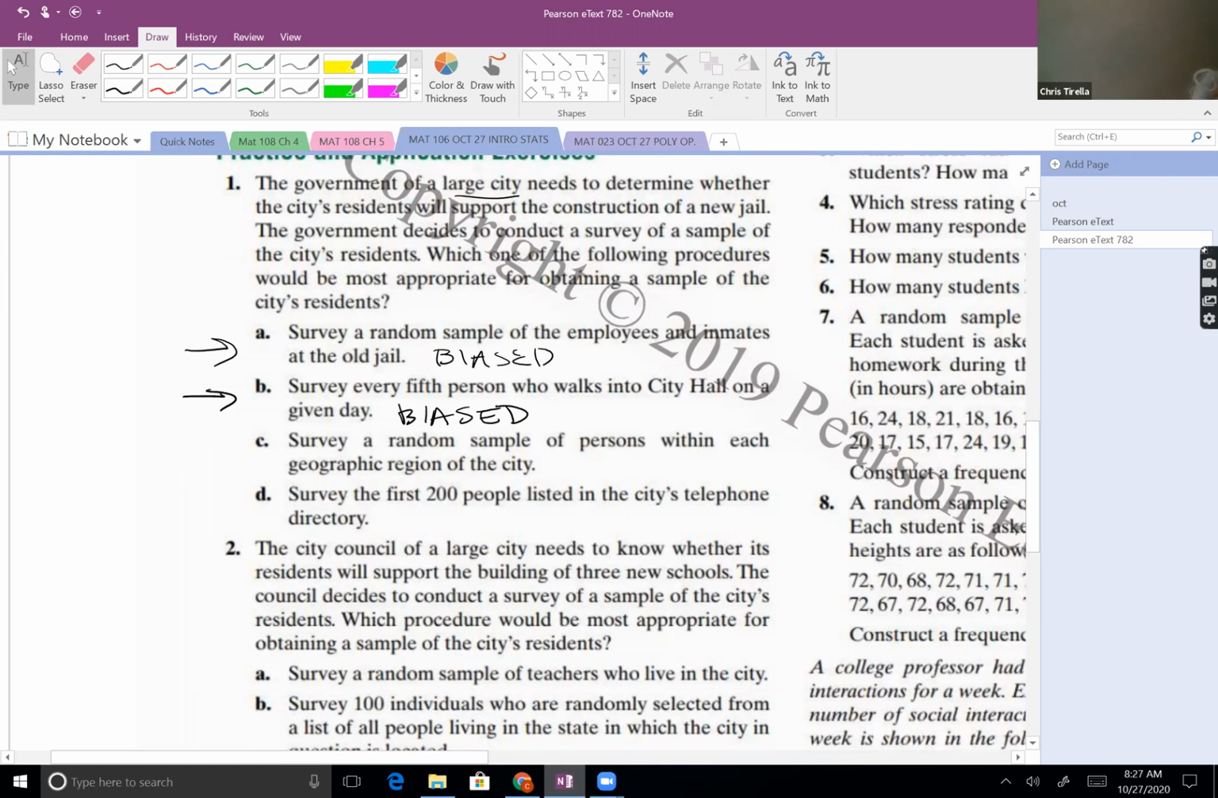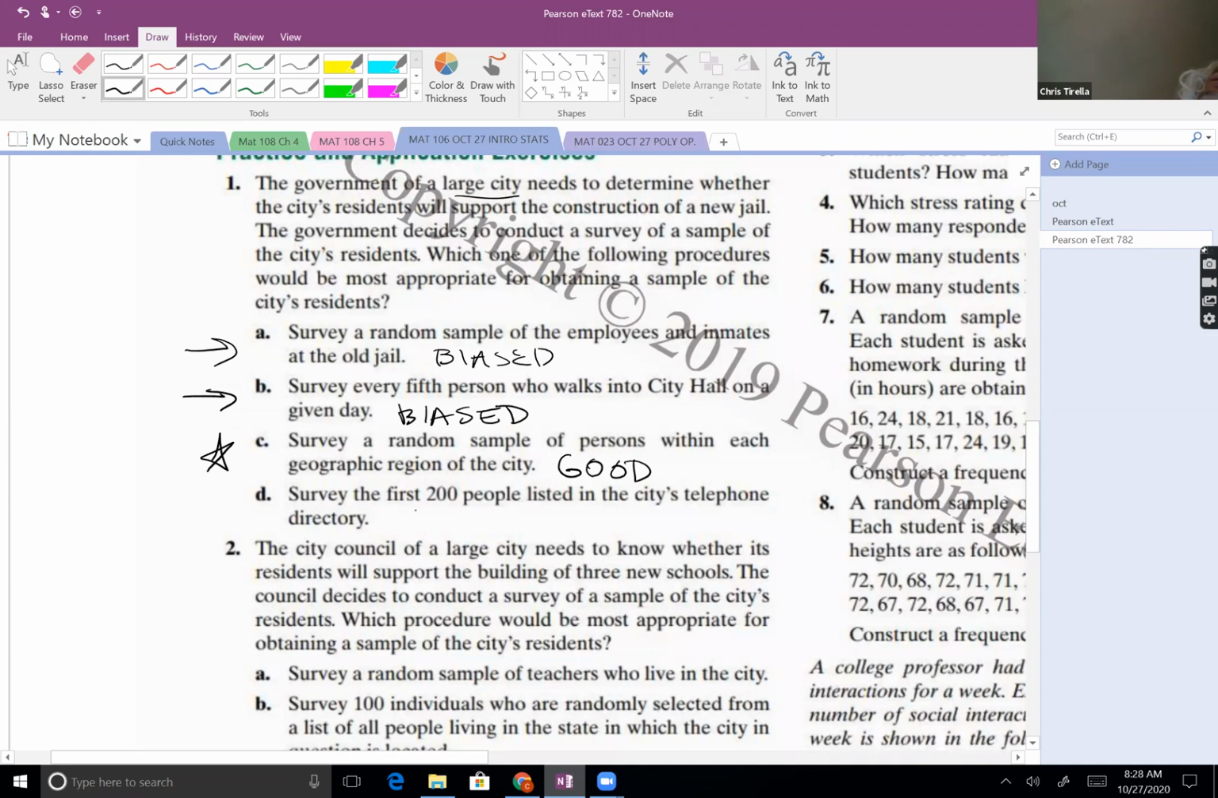How about if they surveyed a random sample of people within each geographic region of the city? If they took the city and divided it up into, let's say, four corners and selected a random number of people from each corner, do you think that would work? I would choose this one. I think this is probably the best one that we've got here.